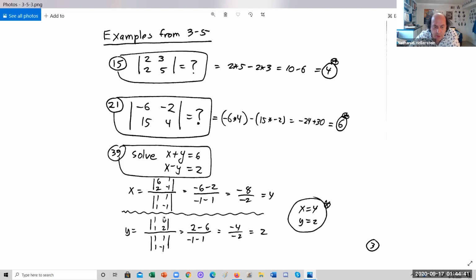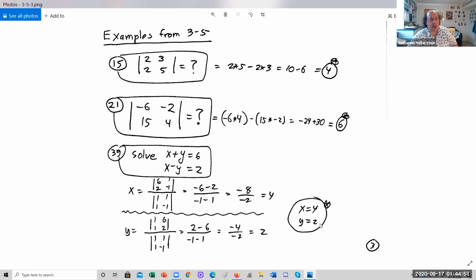For Y, put the 6, 2 in the second column, and you get 1 times 2 is 2, minus 1 times 6 is 6, 2 minus 6 is negative 4. That negative 4 over the negative 2 is 2. So the solution is X equals 4, Y equals 2.